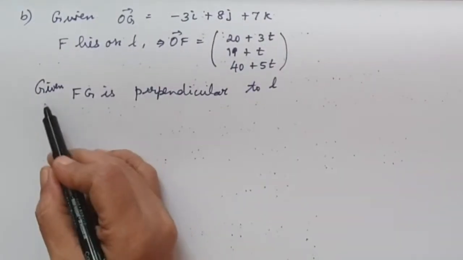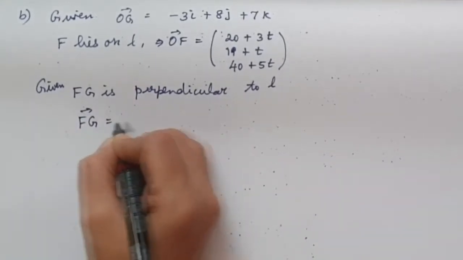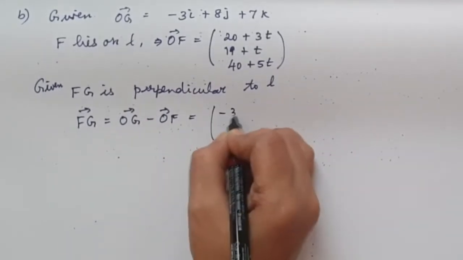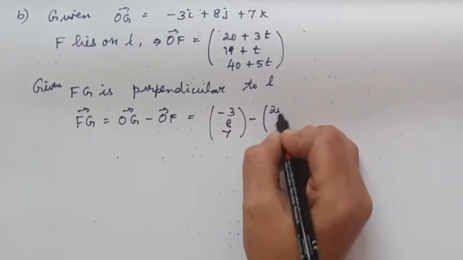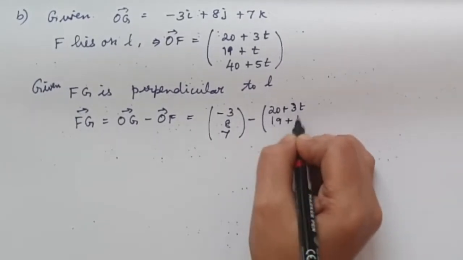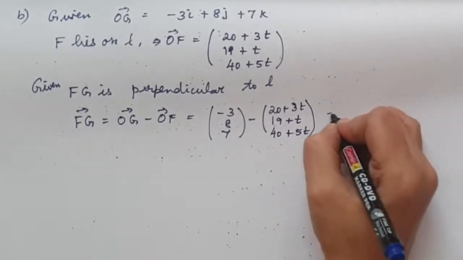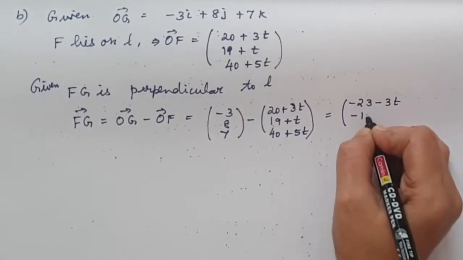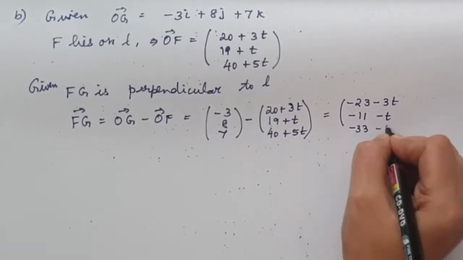Now, given FG is perpendicular to L, let us find out FG. FG will be equal to OG minus OF, that is (-3, 8, 7) minus OF, which is (20 + 3t, 19 + t, 40 + 5t). When we simplify this, we get (-23 - 3t, -11 - t, -33 - 5t).